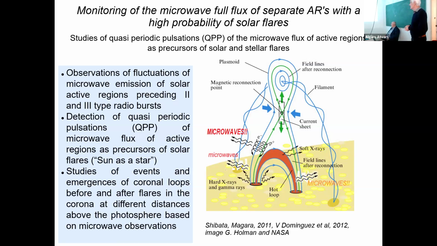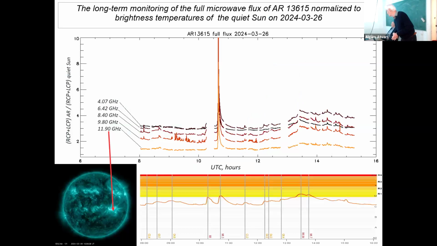For us, it is interesting because then fluctuation, so-called quasi-periodic pulsation or fluctuation of microwave emission could be expected as precursors of solar flares. That should be interesting. Here you can see some example of this kind of observation. Our main point is that we could observe the separate active region, not the whole disc of the sun. It should be interesting. And here you can see the example.